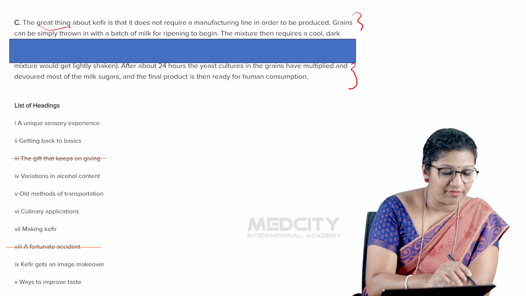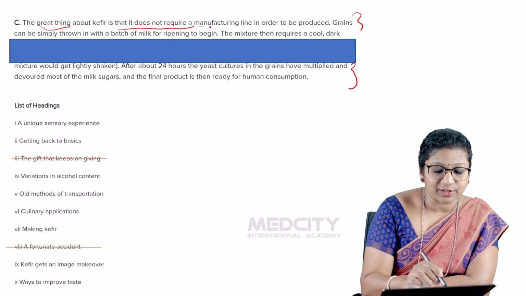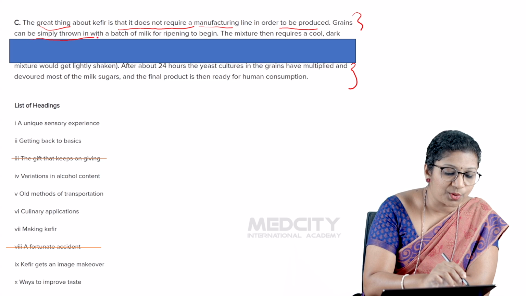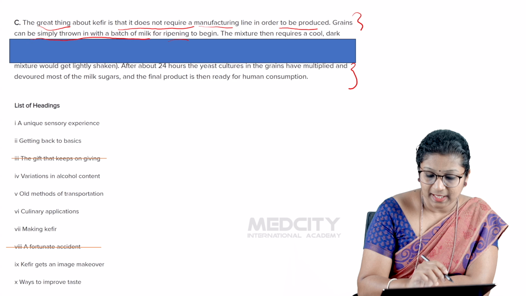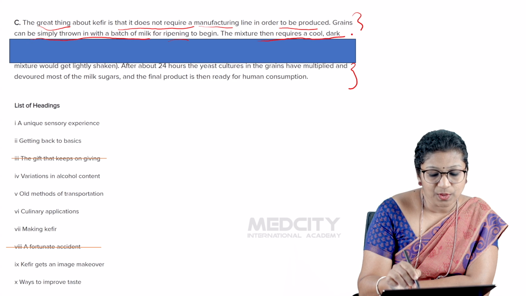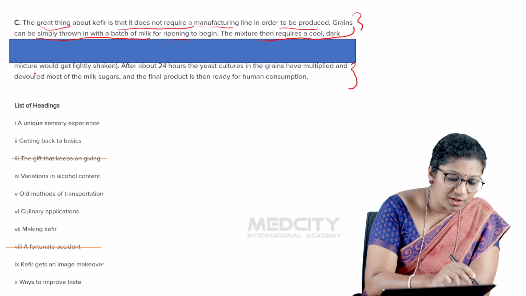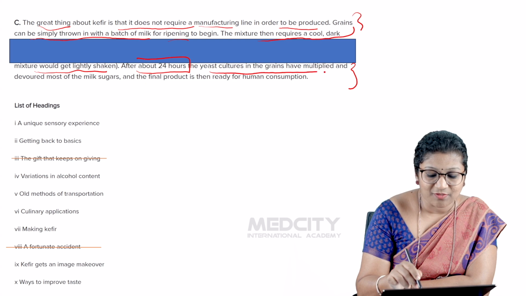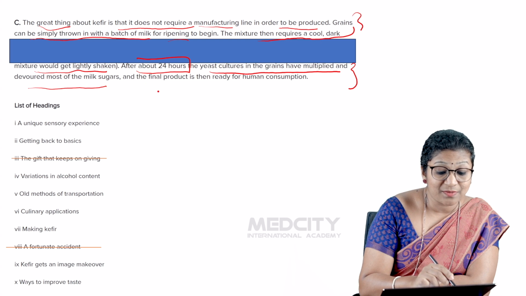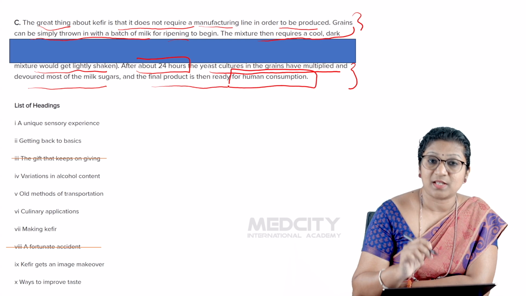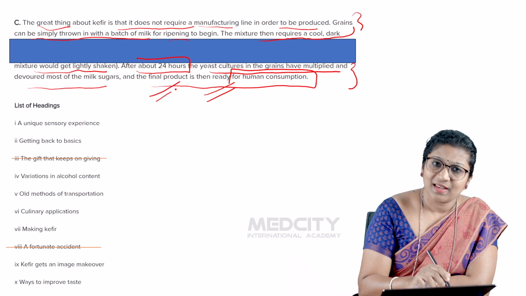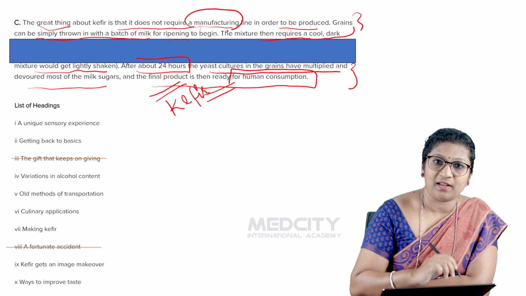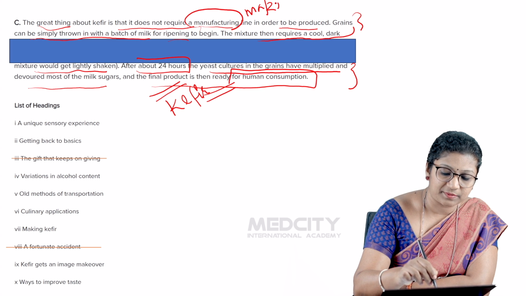The great thing about kefir is that it does not require a manufacturing line in order to be produced. Grains can be simply thrown in a batch of milk for ripening to begin. The mixture then requires a cool, dark place. The mixture would get lightly shaken. After about 24 hours, the yeast cultures in the grains have multiplied and devoured most of the milk sugars. The final product is then ready for human consumption. Which is the final product here? Kefir. Kefir is ready for human consumption, manufacturing, making of kefir.